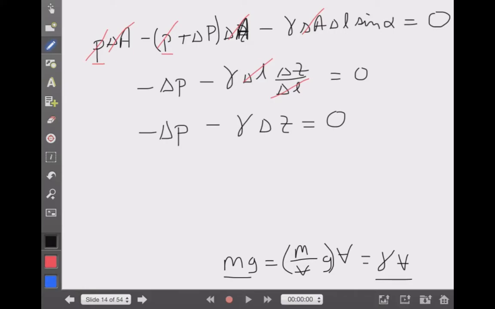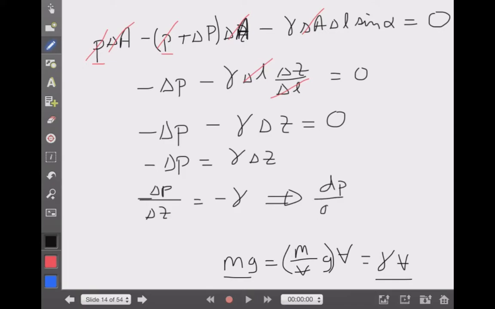And we can rearrange this now. Minus delta P is equal to gamma delta Z, by just adding the gamma delta Z to the other side and then dividing through by delta Z. Let's divide through by minus delta Z. We get delta P over delta Z equals minus gamma. And the differential form of this we saw before was dP/dZ equals minus gamma.